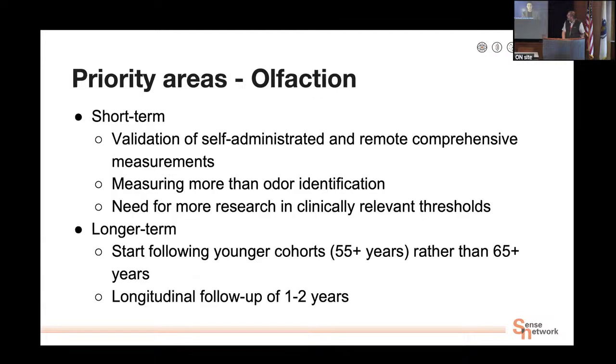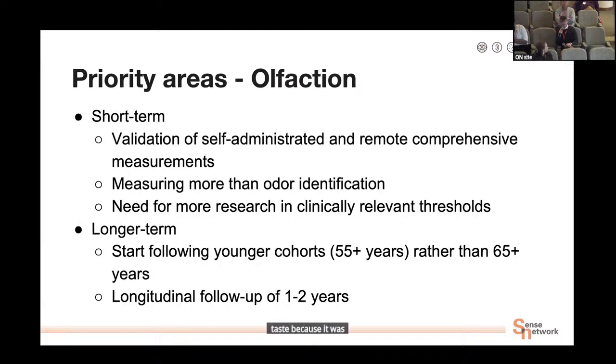I was going to talk about olfaction and taste. We included taste because it was forgotten in this conference a little bit. Specifically for olfaction, we should measure more than odor identification. Most studies include odor identification. It's good, but it's not sufficient. So I think we will need to include, for example, olfactory detection threshold, discrimination of odors, and odor memory that can be relevant for early markers for Alzheimer's disease, for example.